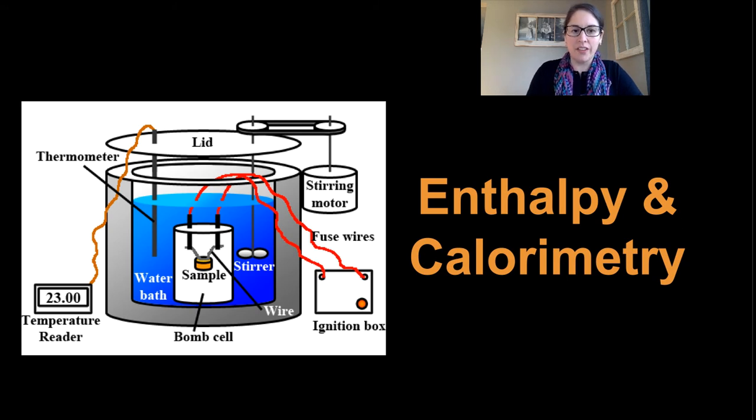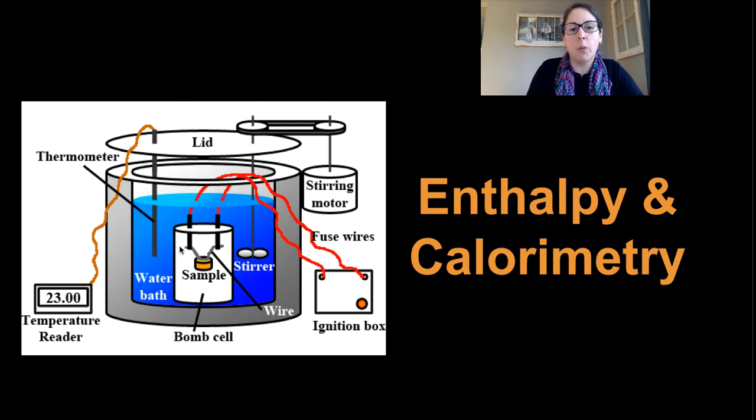You see right here, this is a diagram of what we call a bomb calorimeter. There's a bomb cell here. This is a pretty advanced piece of equipment, and this is just a diagram of it. But all calorimeters have the same general thing.